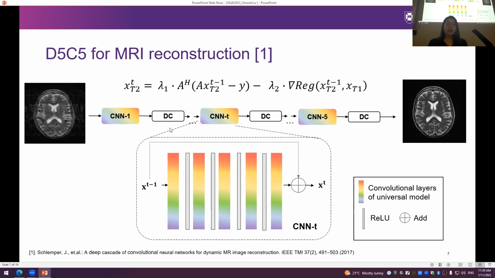and then go through a data consistency layer, which corresponds to the data consistency one that we mentioned before, to make sure that the reconstructed image is consistent with the sampled measurements. And then we can do that iteratively, which means we can do a cascade of these and then get the high resolution images. So this is a kind of baseline approach to reconstruct high quality images.